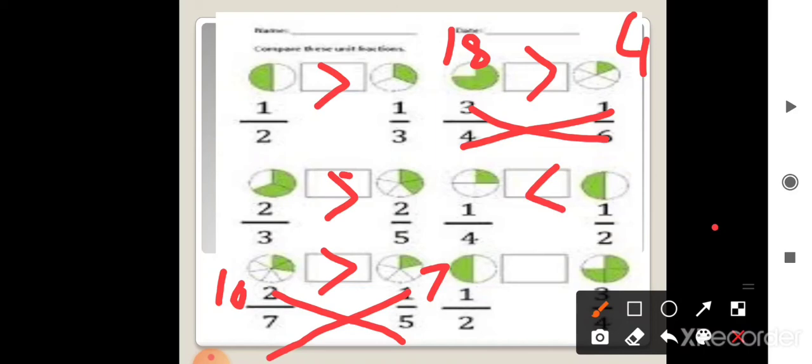Here we have 1 over 2 and 3 over 4, three quarters. This is different, so we make cross multiplication. 1 times 4 equals 4, and 2 times 3 equals 6. So 6 is greater than 4.